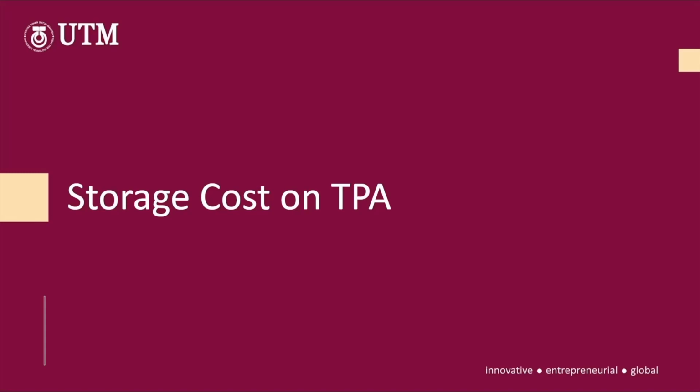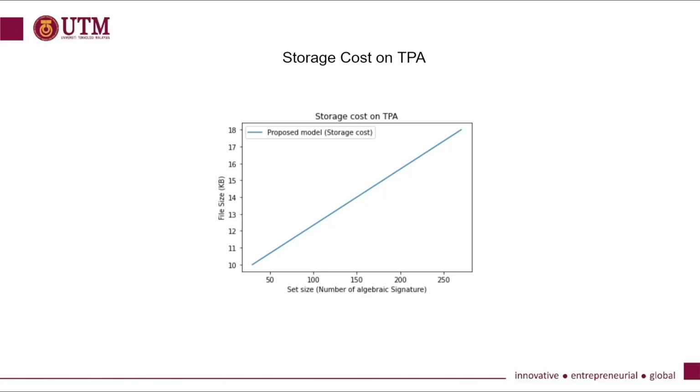Now moving on to the storage cost for the TPA. For this one, the storage cost was based on the file size. The file size represents the number of sets of algebraic signatures. The customer will create algebraic signatures and put them in an Excel file, which will then be sent to the TPA.